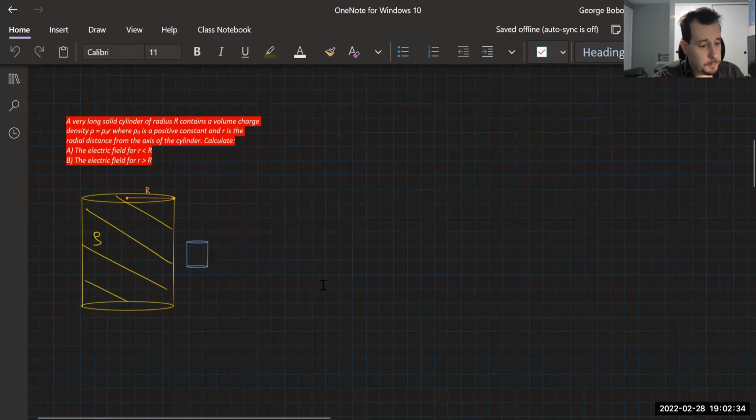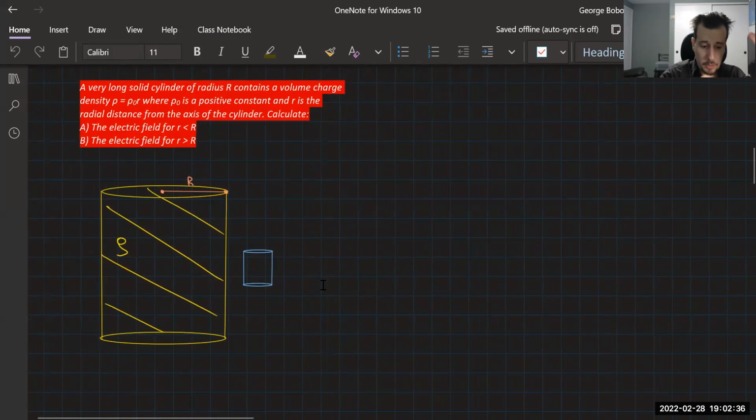All right. So the first problem that you might encounter with cylinders, the cylinders are annoying. So I'm just warning you, they can be pretty annoying. You have a very long solid cylinder of radius capital R. When it says very long, it's keyword for infinite. Okay, you can assume it's infinite in the extent of Z here.